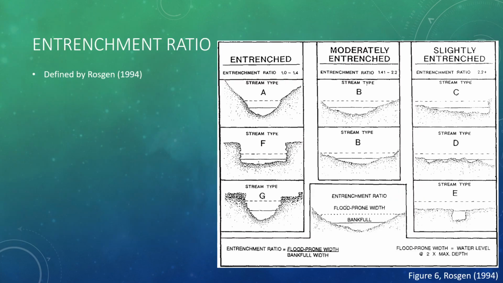The next ratio we'll discuss, the entrenchment ratio, was defined by Rosgen in 1994 as the vertical containment or confinement of a river. Now, this ratio was developed by Rosgen as a way to provide a consistent benchmark to measure and compare the extent of incision across streams, which can help us understand whether a stream is actively incising or maintaining a more stable state.